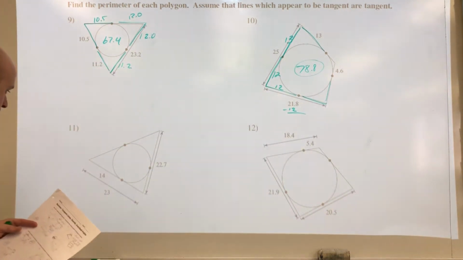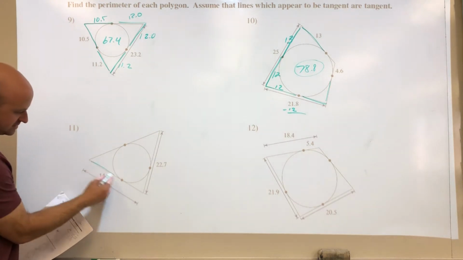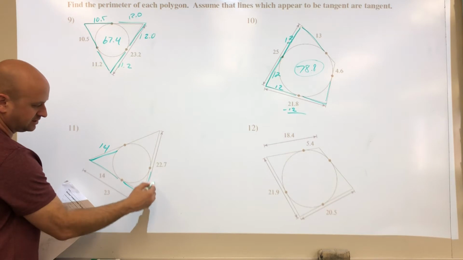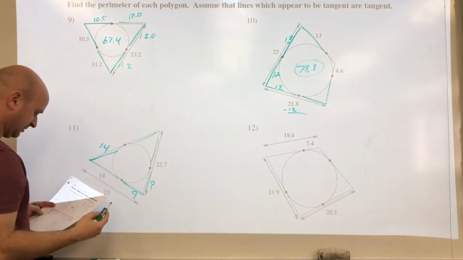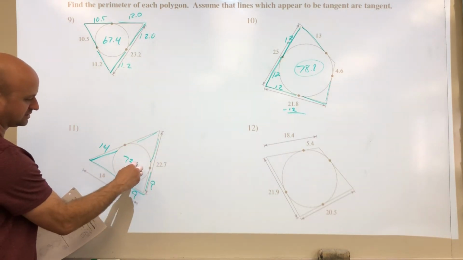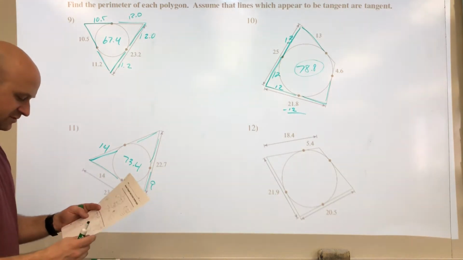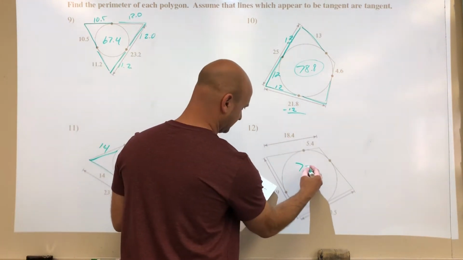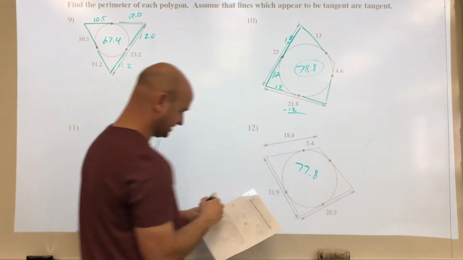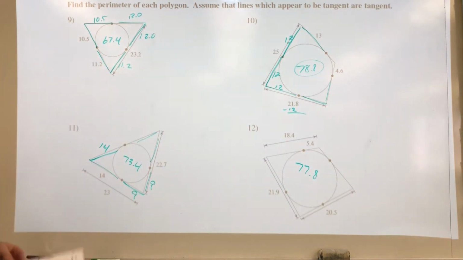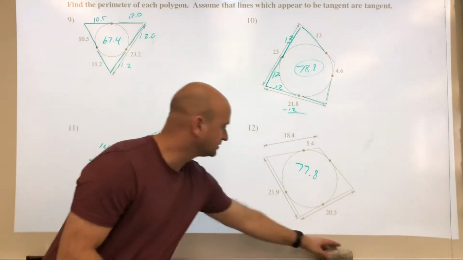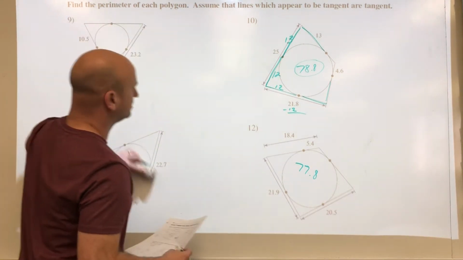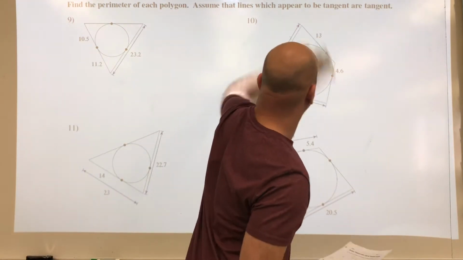And we work our way around, and you should get an answer of 78.8 when you work your way all the way around. All right, similar down here, if this is 14, this has to be 14. And then this has to be 9, 9, and then you work your way around this, and you get a total answer of 73.4. Okay. The answer to this one using the same types of strategies is going to be 77.8. So there's the answers to the perimeter questions.